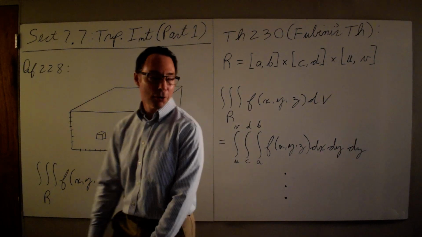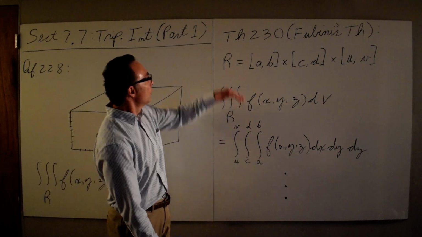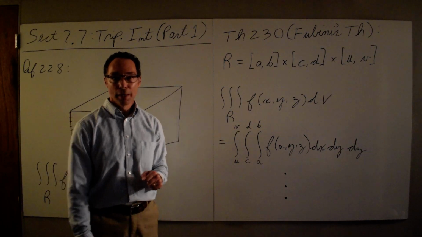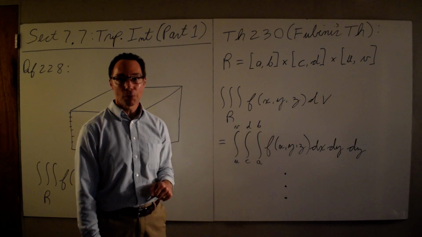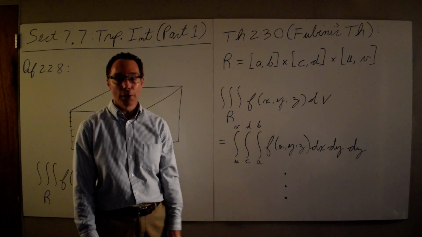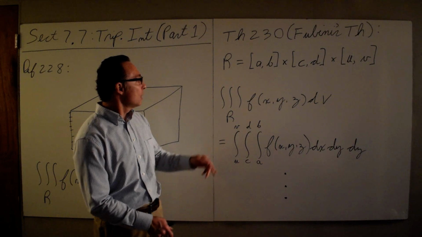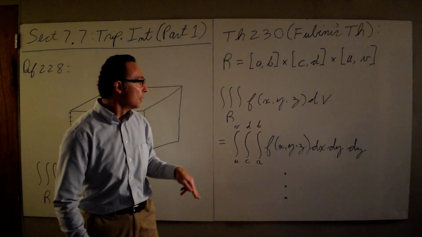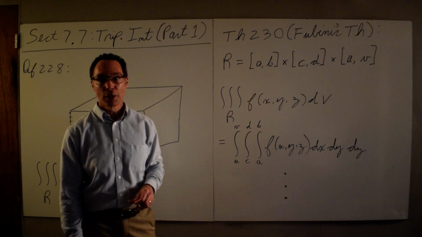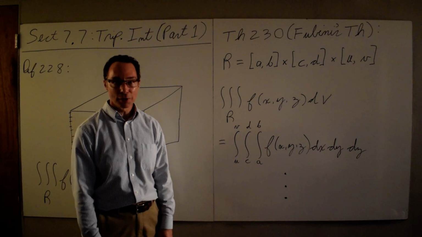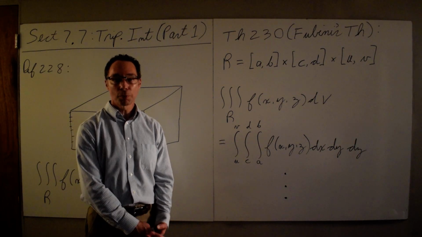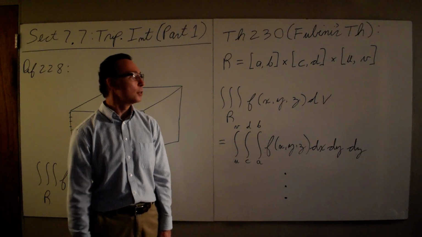But just like in R2, we have something called Fubini's theorem. And in R2, that said if you had a rectangle, you could just integrate over each of these intervals. Basically, what that meant is you regarded the other variable as a constant. You took an antiderivative with respect to one variable, treating the other as a constant.